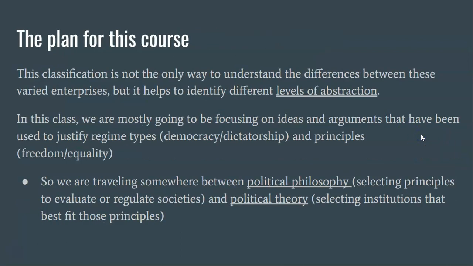Okay, so the plan for this course. This way of classifying theory, policy, and philosophy is not the only way to understand the differences between these various enterprises, but it helps to identify different levels of abstraction. It helps us focus our thinking to try to figure out how we want to think about these issues. Now in this class, we're going to mostly be focusing, like I said, on theory and philosophy. We want to justify regime types. We want to think about what principles should regulate our societies, which ones we should adopt, which ones we should reject, and perhaps how to balance different principles that we both like, but perhaps that don't have the same importance. So we're traveling somewhere between political philosophy and political theory.